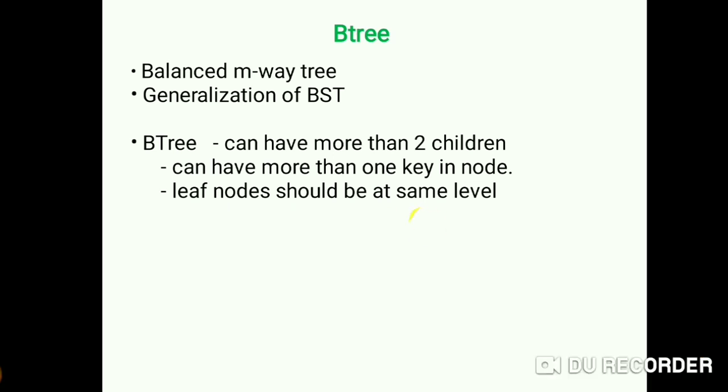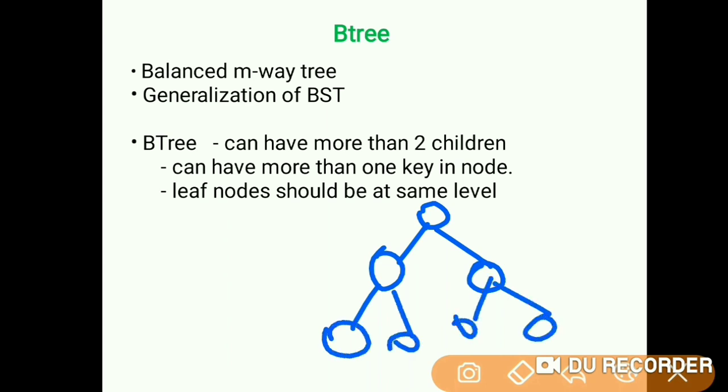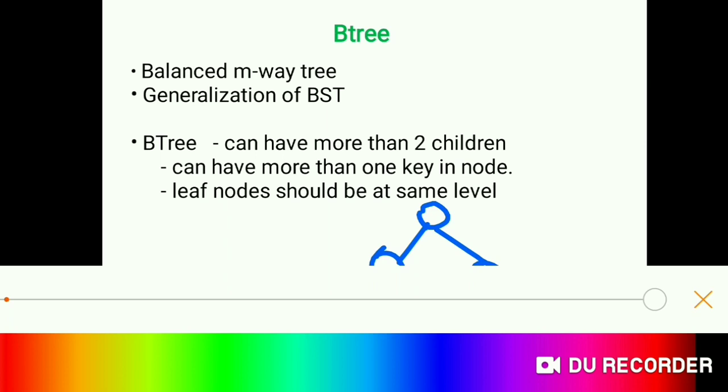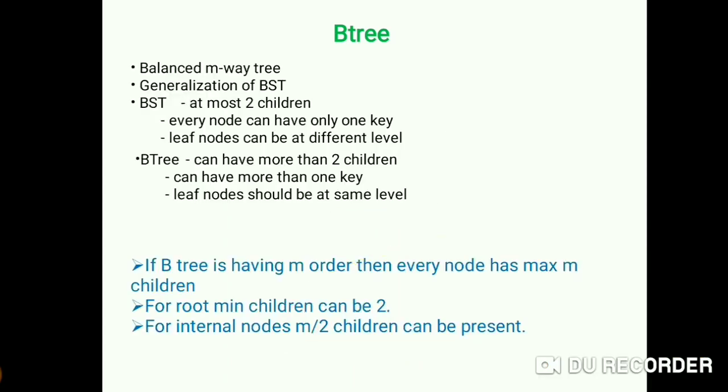If this is a root, if this is a tree, then this is one level, this is the second, this is the third. So these are different levels, right? Okay, let's move on. One more property of B-tree, you can observe whatever is written in blue.